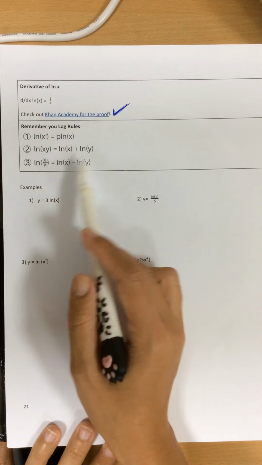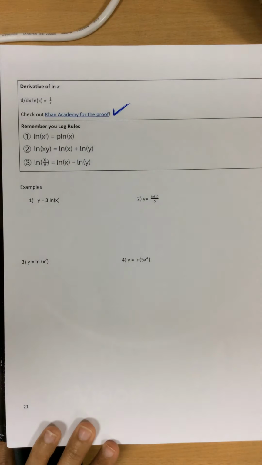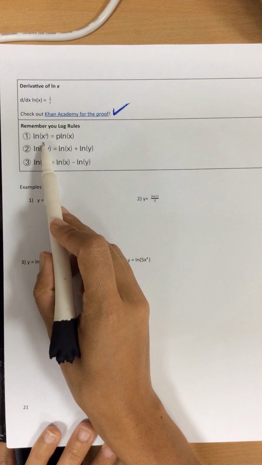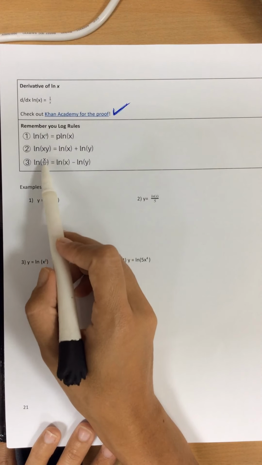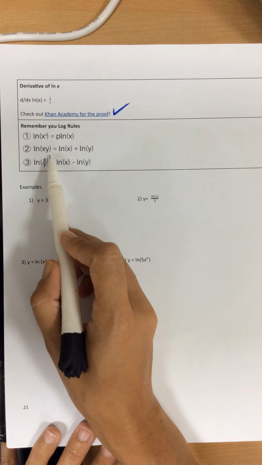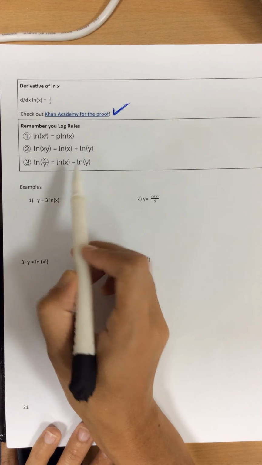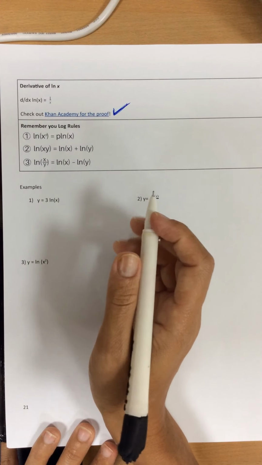So, and then here are some rules you'll have to remember if you're dealing with ln rules. So remember, if you have ln and then x raised to a power, you can bring the power to the front. If you have ln of x times y, you can separate them with a plus. Division is minus. This is the last thing we did in pre-calc last year, so hopefully it's fresh in your mind.